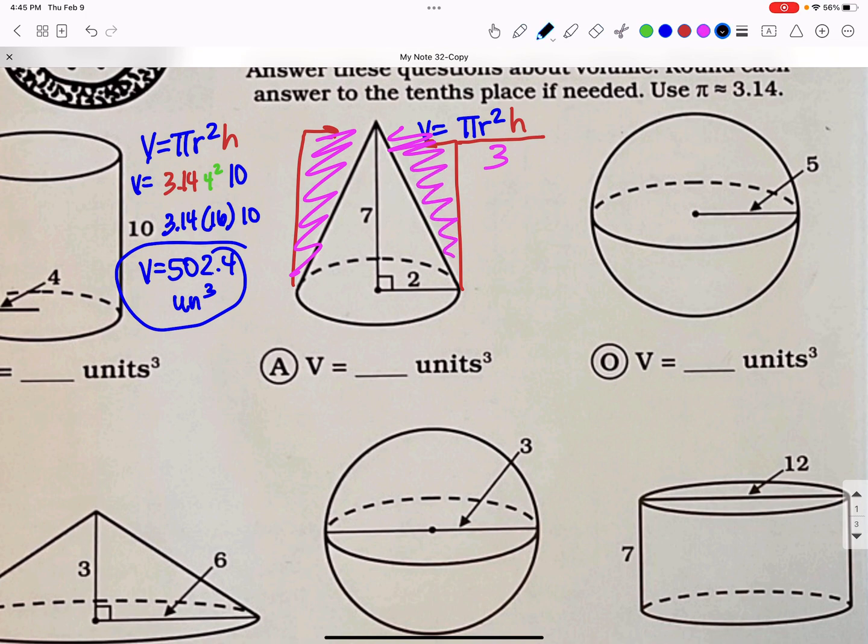Okay, so let's fill in what we know. Pi is 3.14. Our radius is 2, so 2 to the second power. Our height is 7, and we're dividing by 3. Okay, 3.14 times 4 times 7 divided by 3. Our volume, I'm going to put that in my calculator, is 29.3 units cubed.